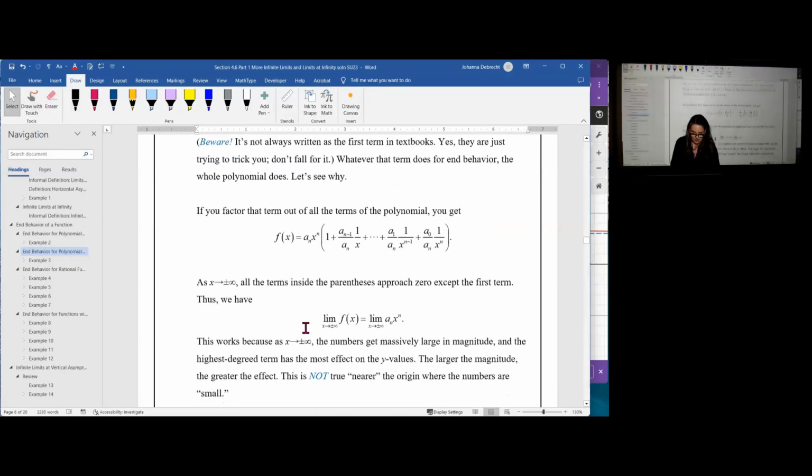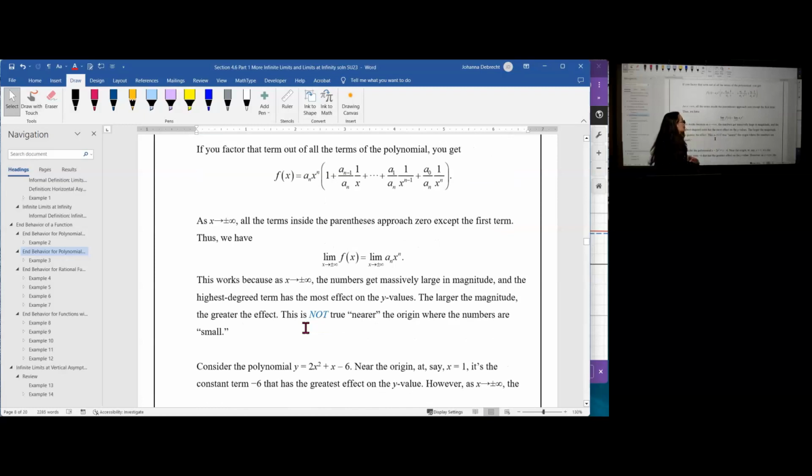There we go. If we take the polynomial and we factor out of every term a sub n x to the n, then we're dividing each term in the original polynomial by the leading coefficient. When we do that, we get a ratio of constants. But notice that because this is the highest degree term, all of the ones except the first one end up with an x to a power in the denominator.